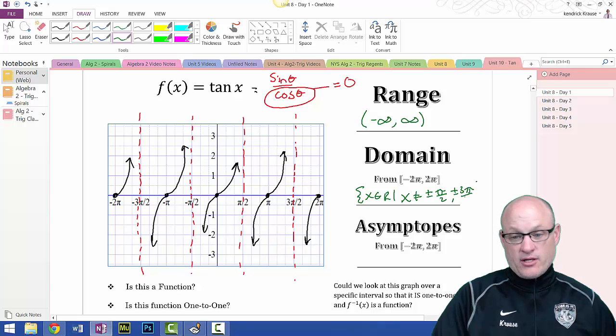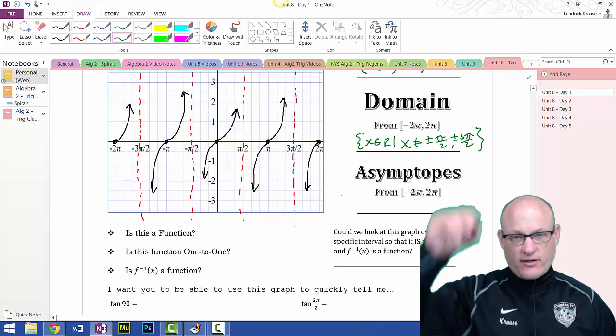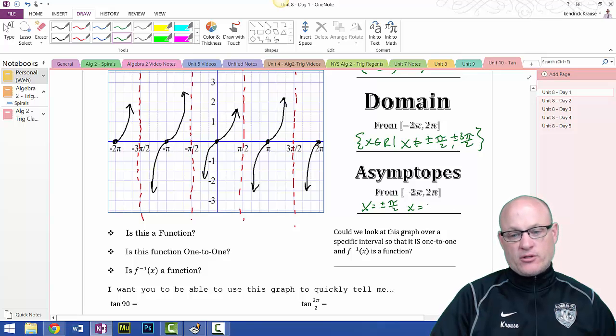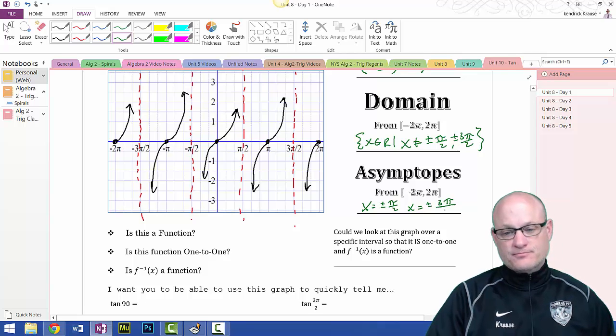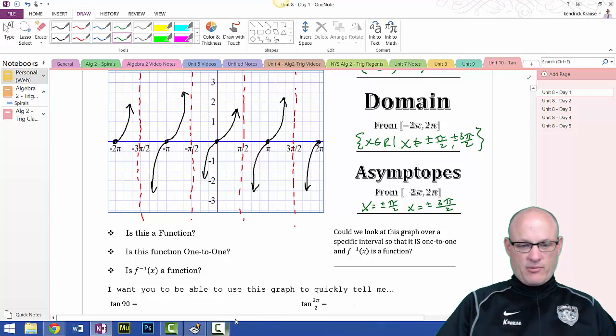Remember this. I'm going over it again just in case you missed it. And the asymptotes. Now, if you remember correctly, vertical lines are x equals lines. And that's when x equals plus or minus pi over 2 and x equals plus or minus 3 pi over 2. All right. Man, I'm already 30 minutes in.